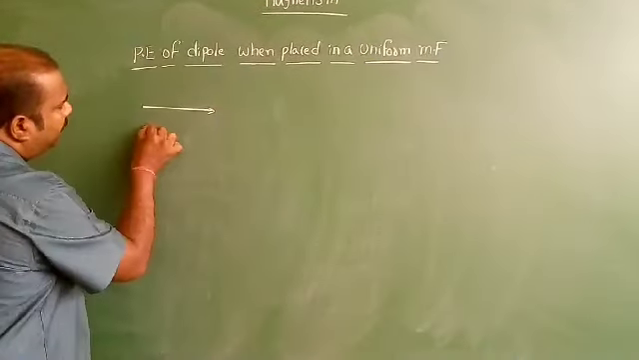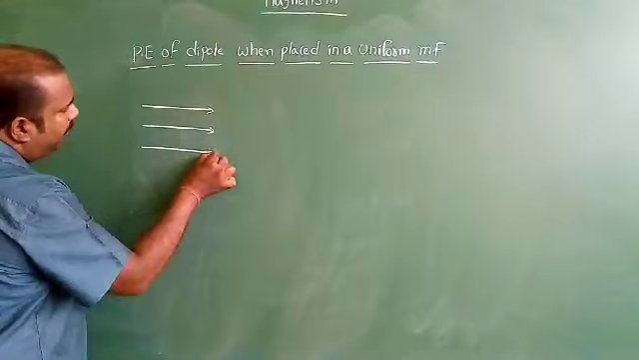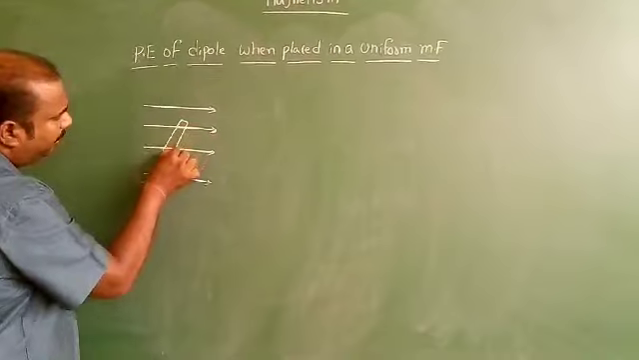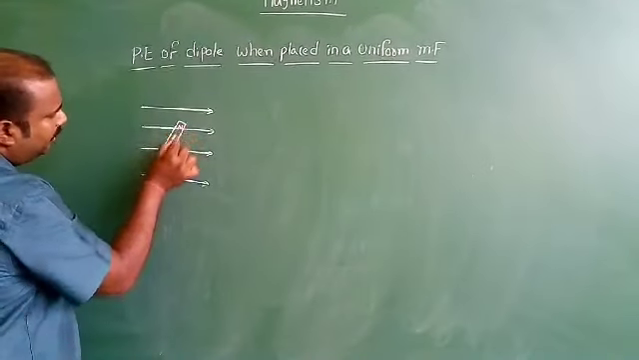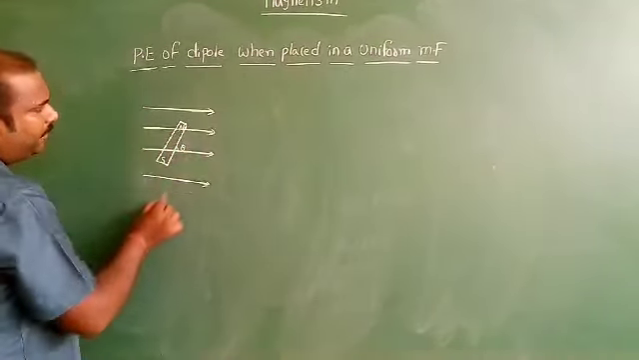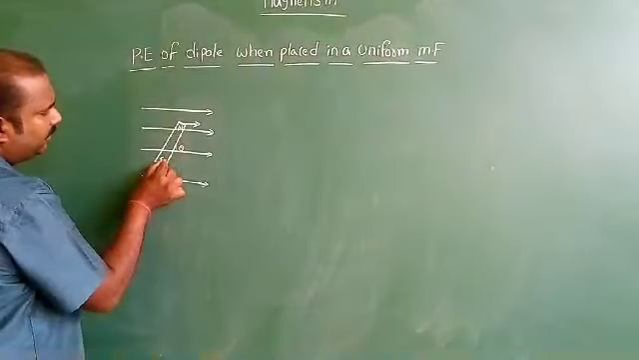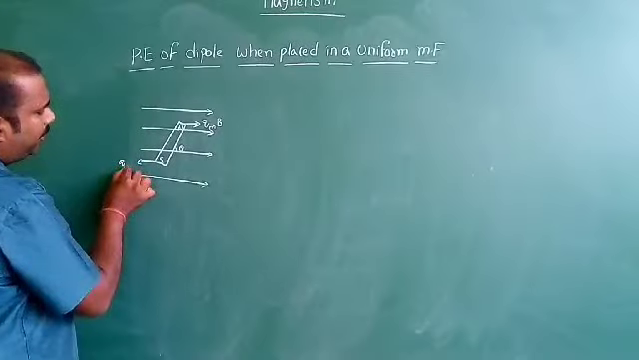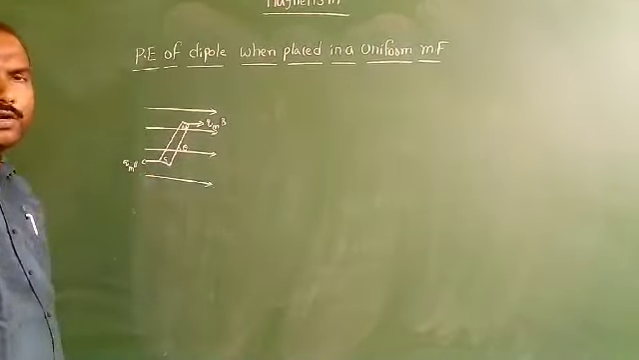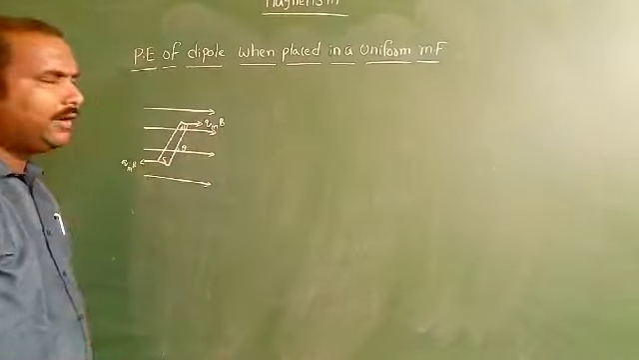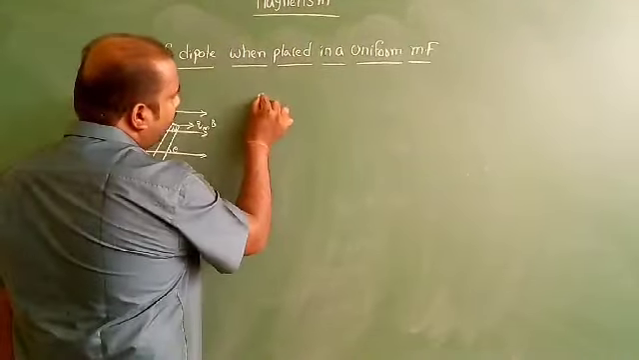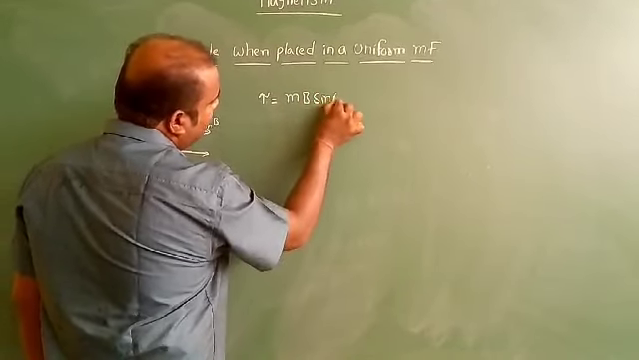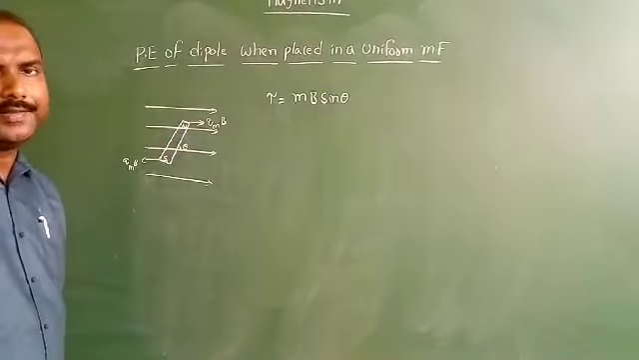Suppose this is the uniform magnetic field. In this uniform magnetic field, I am keeping one dipole. This is north, this is south. It makes an angle theta. This is the force acting on the north and this is the force acting on the south. This value is Qm into B, and this value is Qm into B. Just now we already read that the torque acting on the dipole is given by tau is equal to mB sin theta.